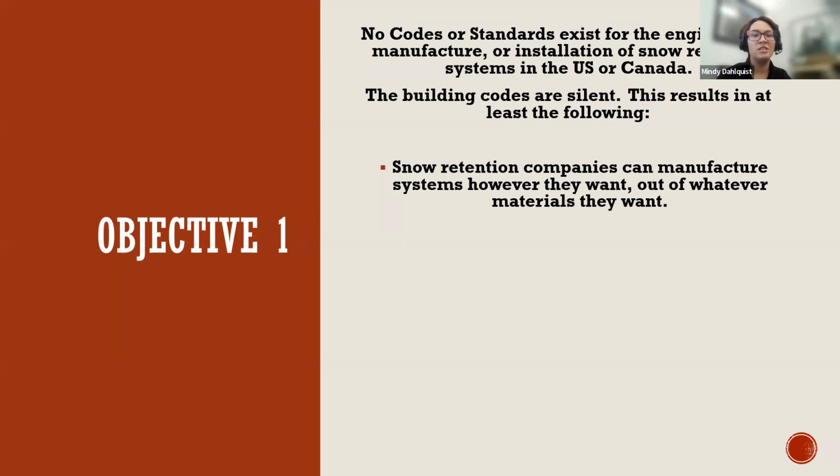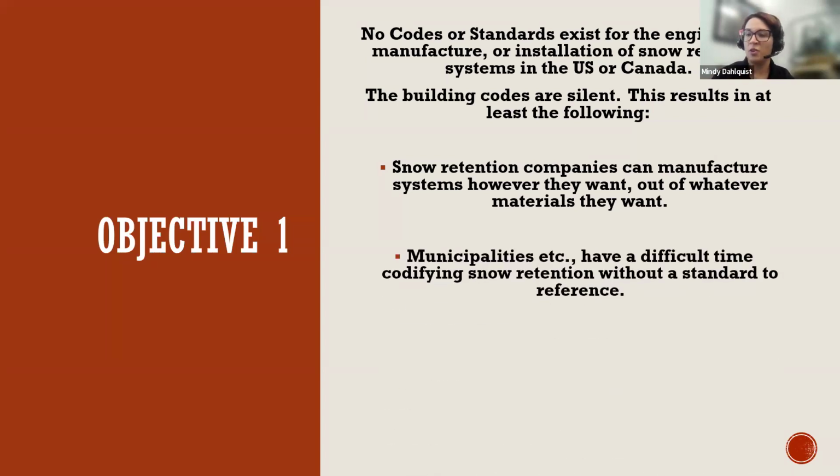But currently, snow retention companies can manufacture their systems however they want and out of whatever materials they want. So just looking at my desk here, I have a tape measure. If I wanted to take a tape measure and super glue it all over someone's roof and call it snow retention, at this time, there is no code or standard to say that that is not a functioning snow retention system.